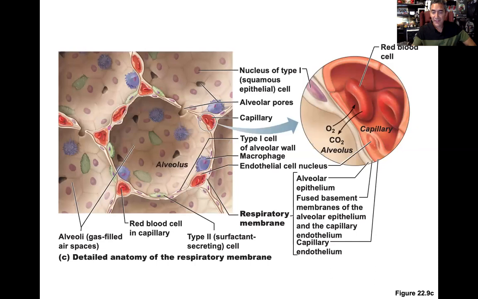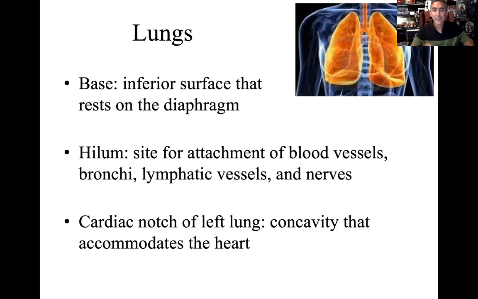All right, so inside of the alveoli there. Now we get to the lungs. So the lungs are, again, this elastic tissue, with all of these 300 million alveolar sacs comprising them. At the surface, the base will be resting on the diaphragm, which we're going to talk about very shortly. The hilum is where the bronchi enter into the lungs, and the cardiac notch is the left side that accommodates the heart.